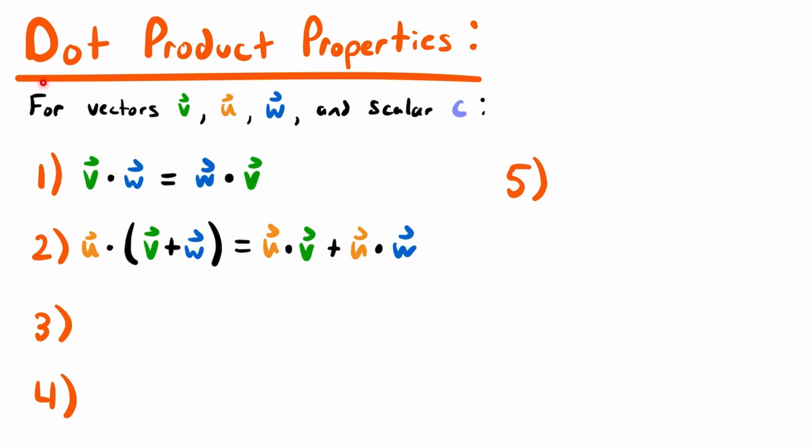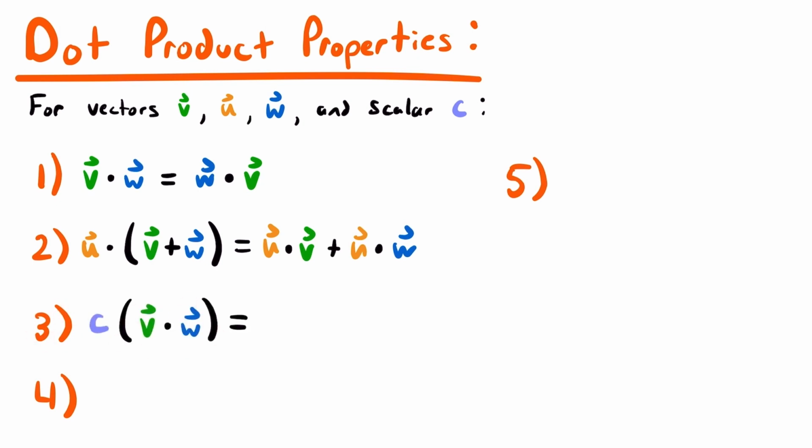So the dot product is distributive. Vector u times the addition of two other vectors is the same as just multiplying that vector by both of those vectors individually and adding them together. u times v right here plus u times w right here. Okay, so now let's look at the third property.